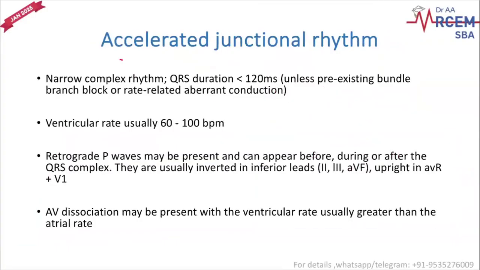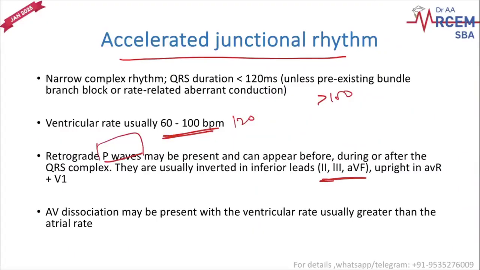What is accelerated junctional rhythm? In accelerated junctional rhythm, the heart rate is usually more than 100 or between 60 to 100, or up to 120 also, we call it an accelerated junctional rhythm. P waves are usually not seen.